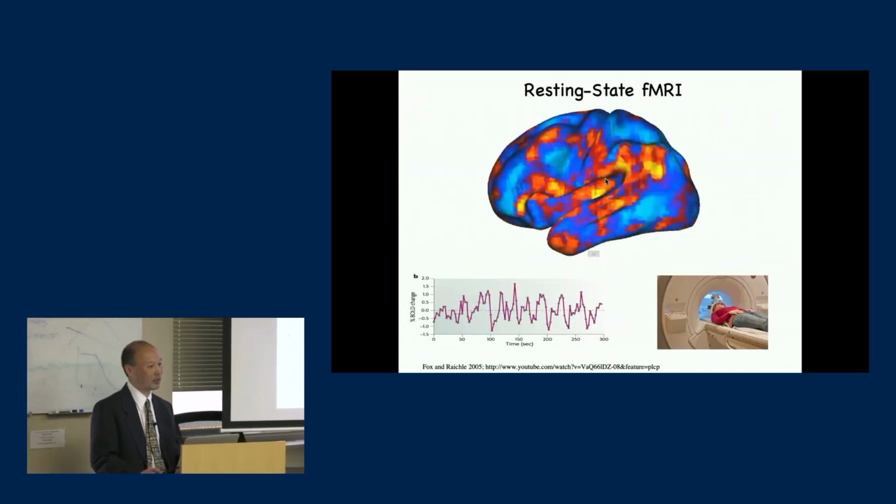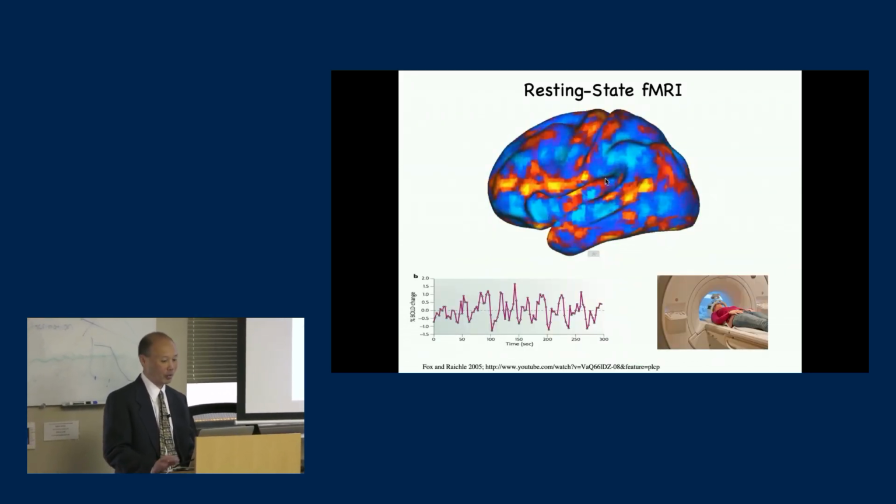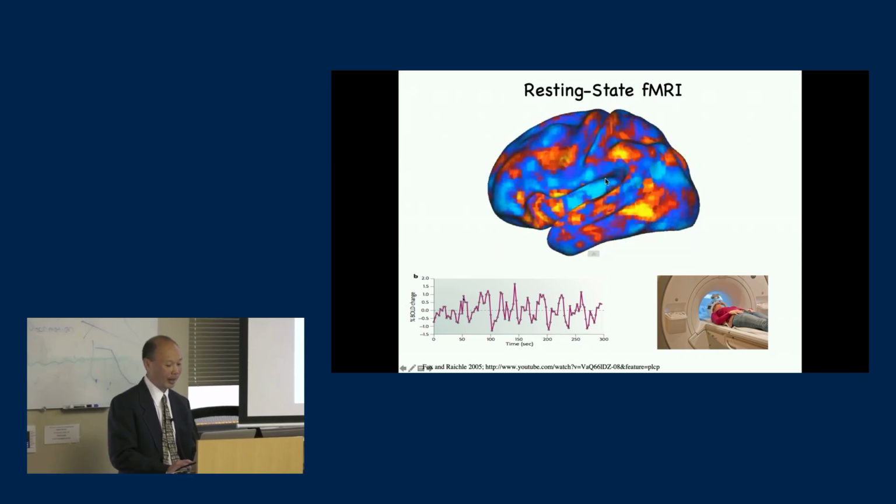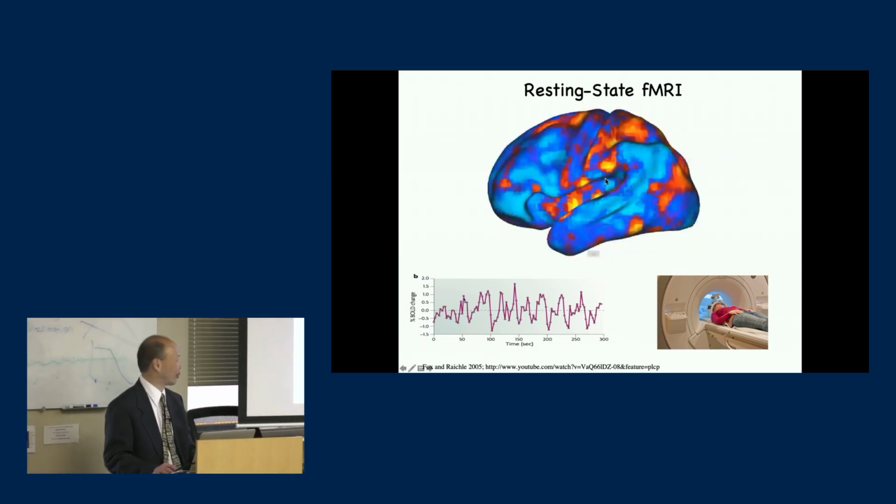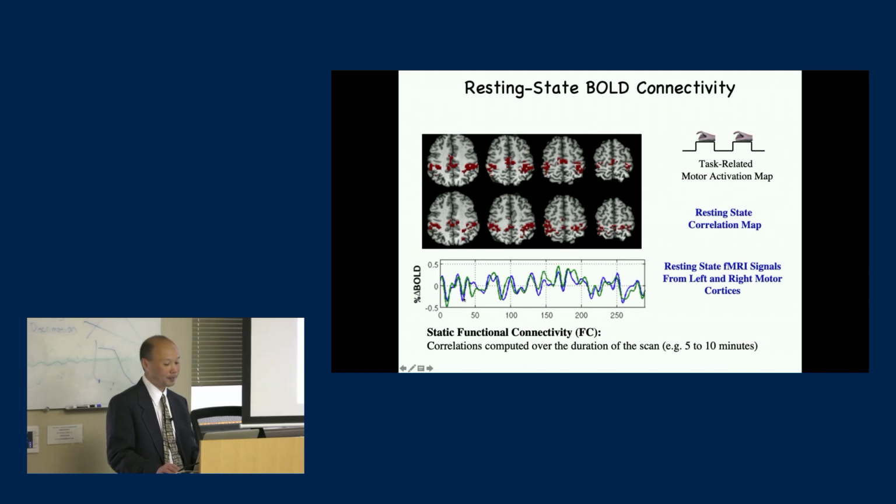I think most of you are familiar with resting state fMRI, so I'm not going to spend too much time on this slide. The basic idea with resting state fMRI that you all know is that the resting state functional connectivity maps that you get here are very similar to the task-related maps you would get if you actually tapped your finger.